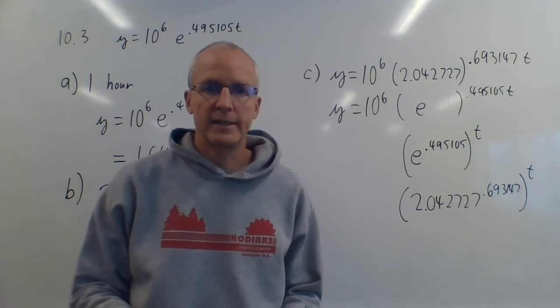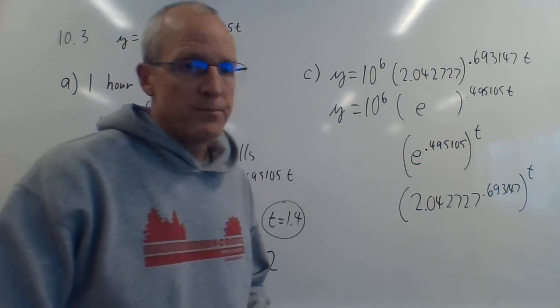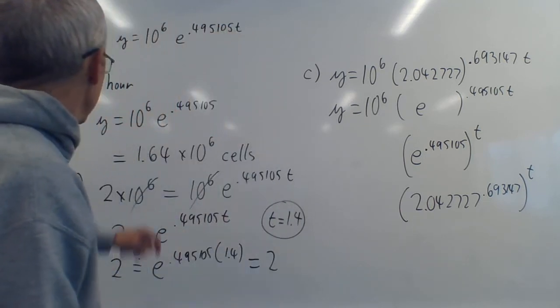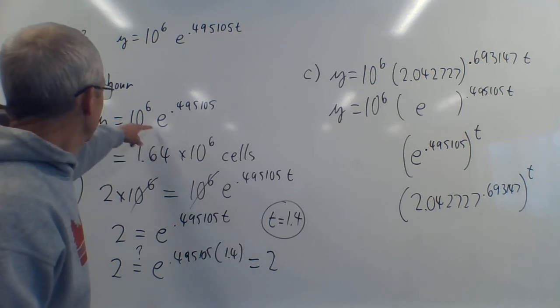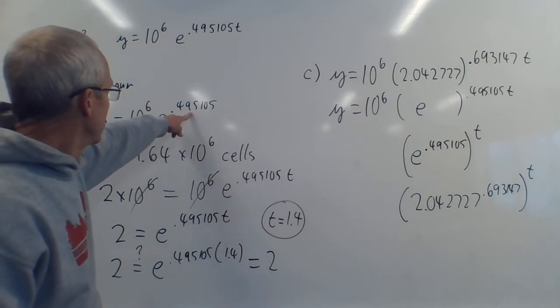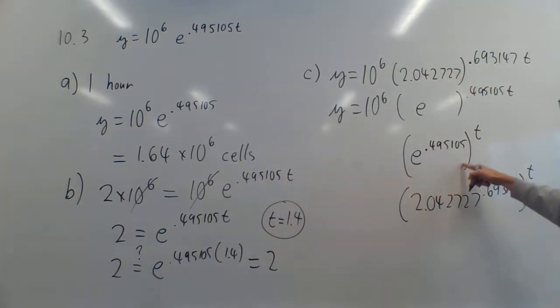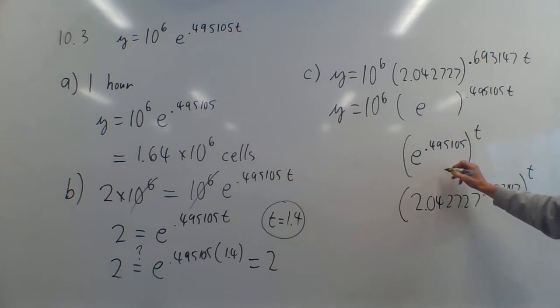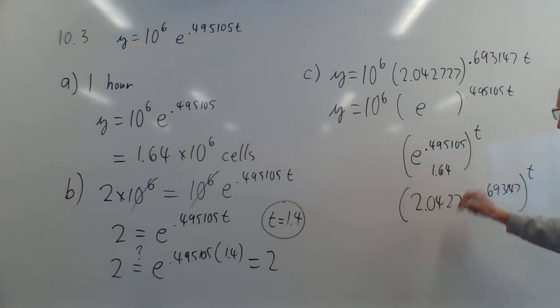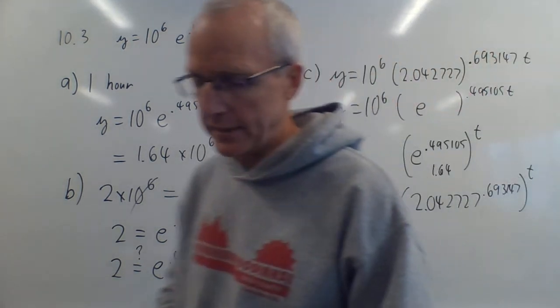So now again, it's a calculator problem. Did we already do this one? Yes, we did. We already said e to the 0.495105 was 1.64, right? So this number here, because when t equals 1, we already know that this number in here was 1.64. So now we just got to do this. The question is, how do you do that? You've got to know how to do that in your calculator.